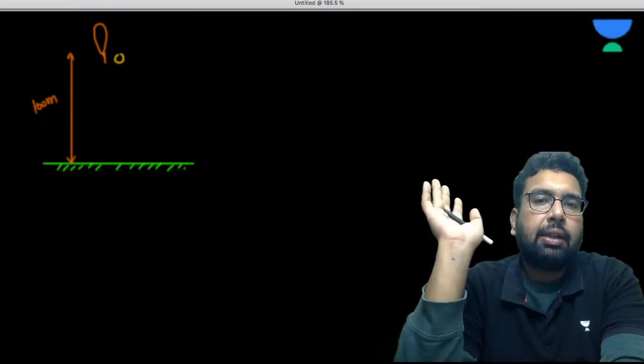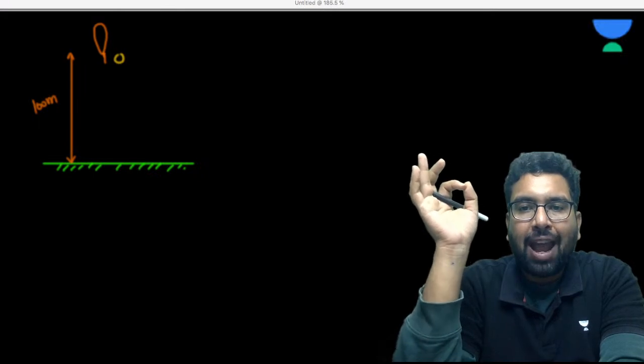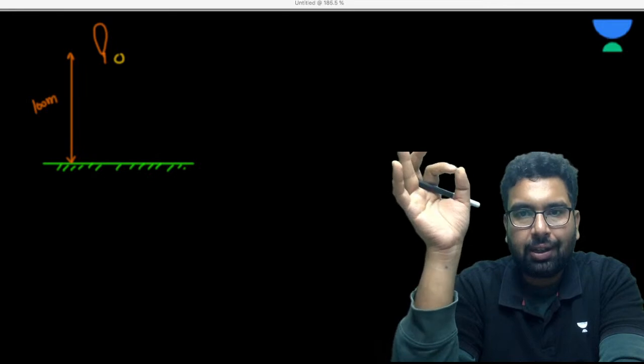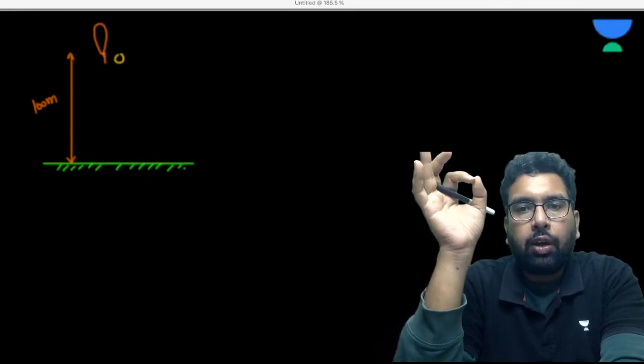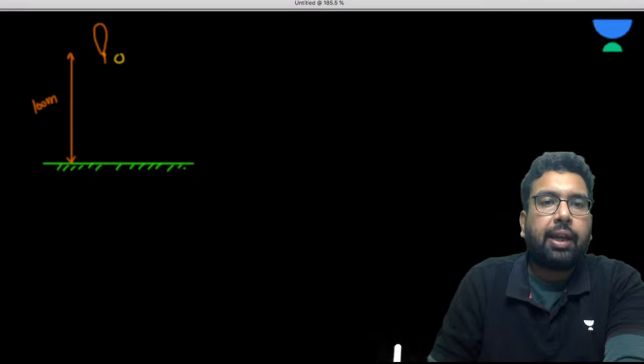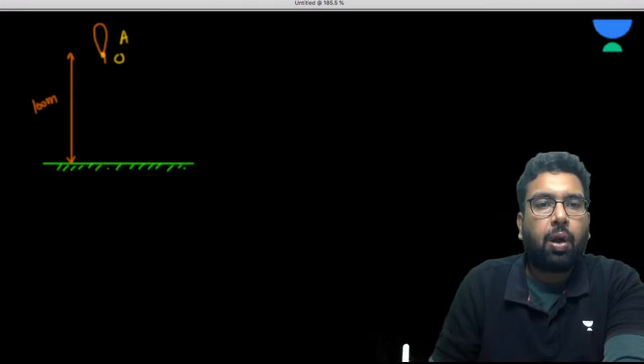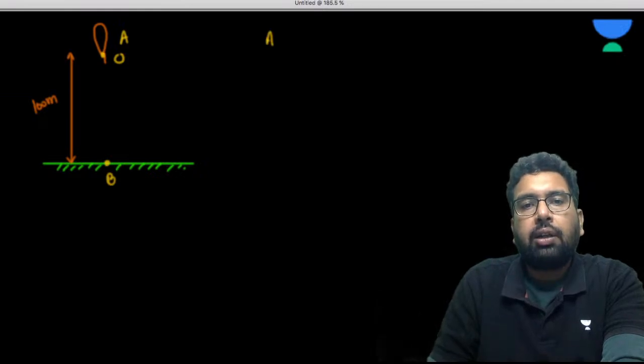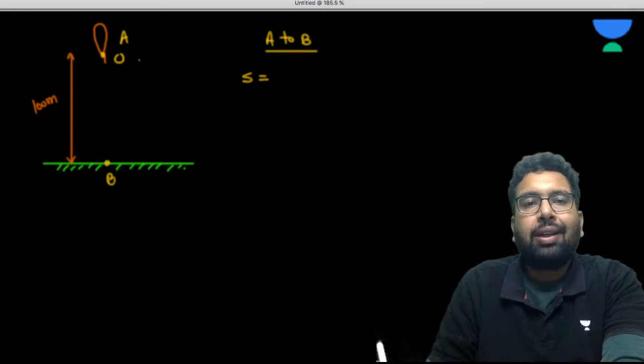Now please understand it. First of all, you have to imagine what is given in the question, and then use the equations or the learnings we have done. Let's suppose this point is A, from where the stone has been dropped, and this point is B, that is the ground. When the stone is dropped from this balloon, obviously it is going to hit the ground. If I consider the motion from A to B, we have the displacement. What is the displacement? It is 100 meter.